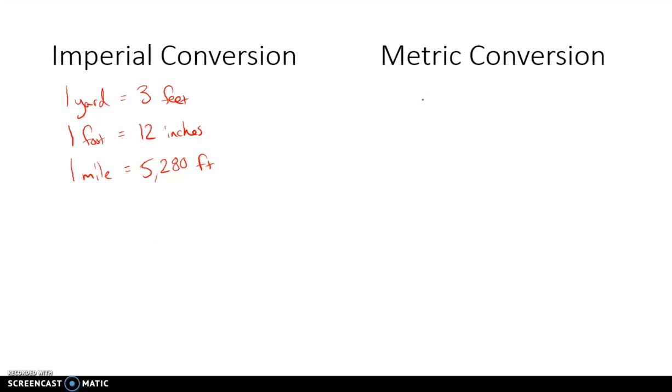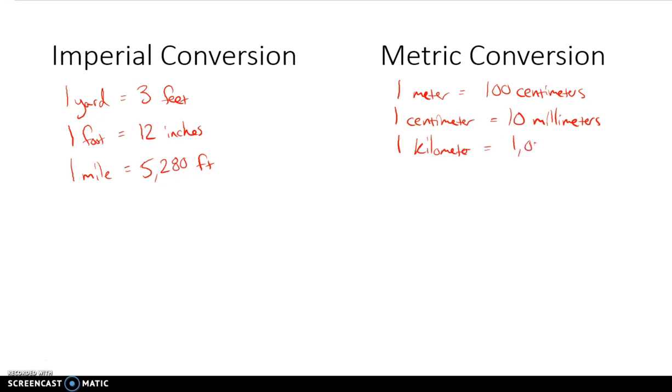The metric system, it turns out the conversions are a lot easier. Here, look at it. 1 meter is equal to 100 centimeters. You could probably remember that. How about this? 1 centimeter equals 10 millimeters. You could probably remember that too. Or how about this one? 1 kilometer is equal to 1,000 meters.